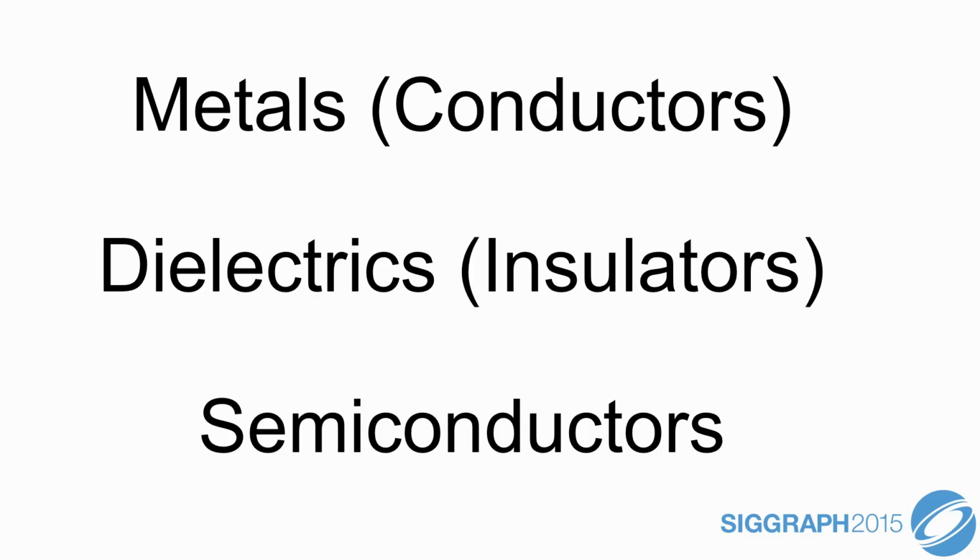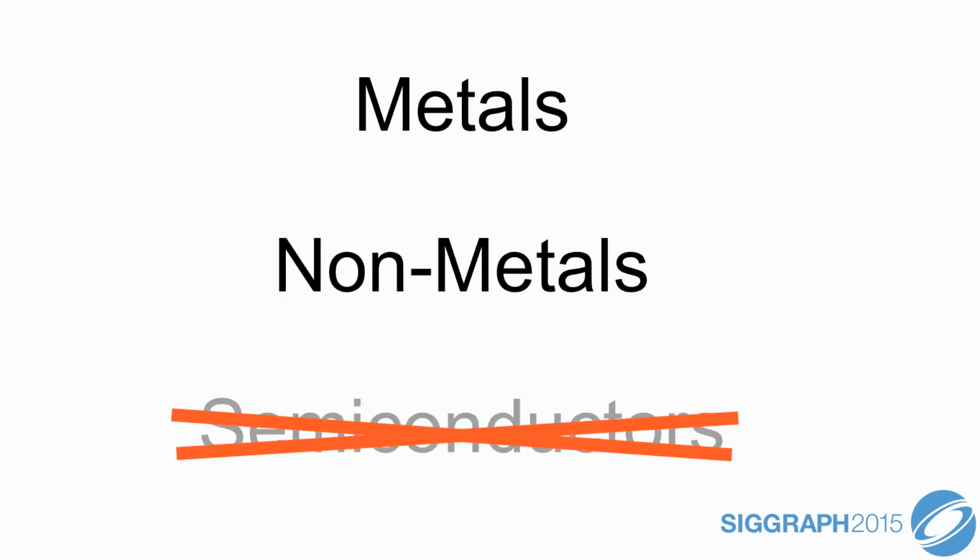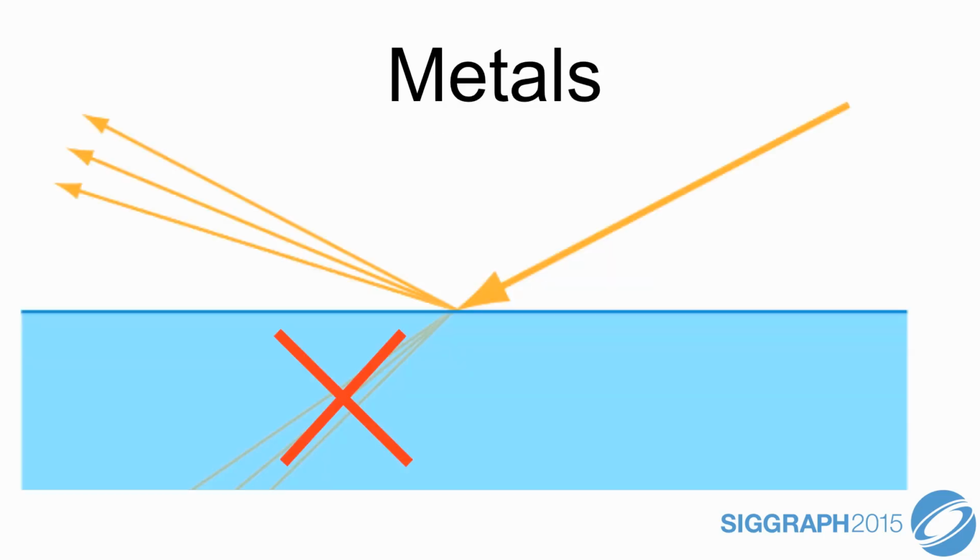Since light is composed of electromagnetic waves, the optical properties of a substance are closely linked to its electric properties. And we can group materials into three main optical categories: metals or conductors, dielectrics or insulators, and semiconductors. In games and in movies, you don't see a lot of exposed semiconductors lying around. So we can, in most cases, ignore that situation and just divide everything into metals and non-metals. That has the advantage of being way more intuitive to an artist than talking about dielectrics and the like.